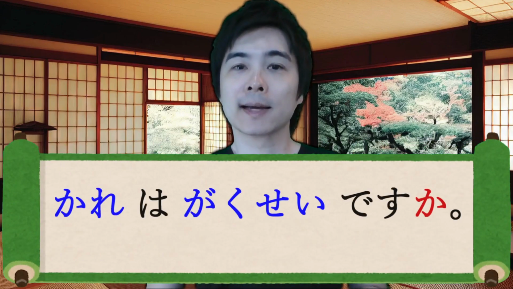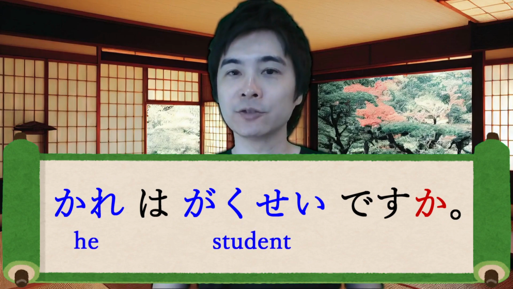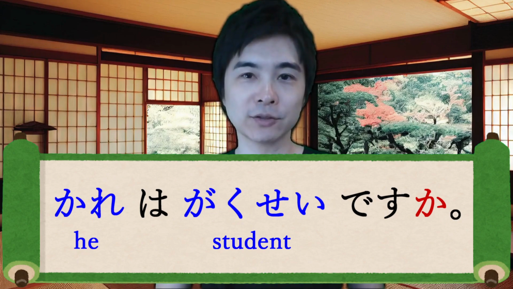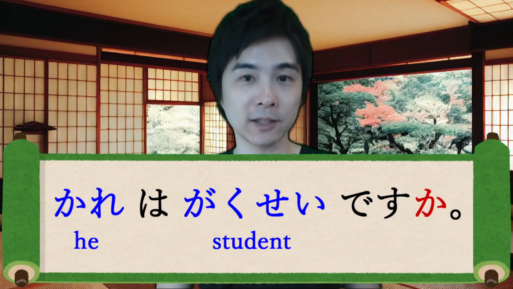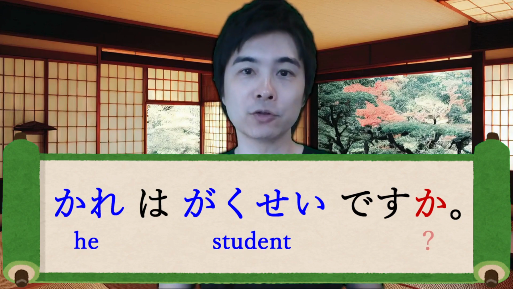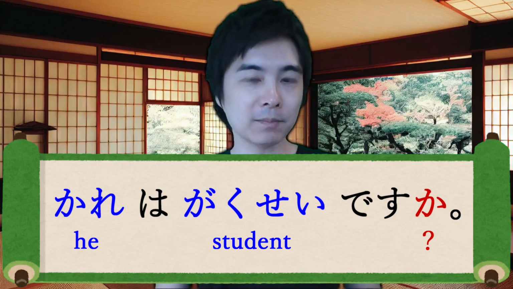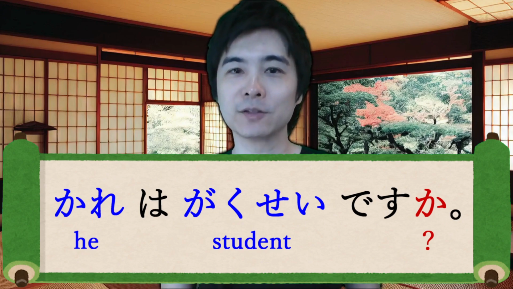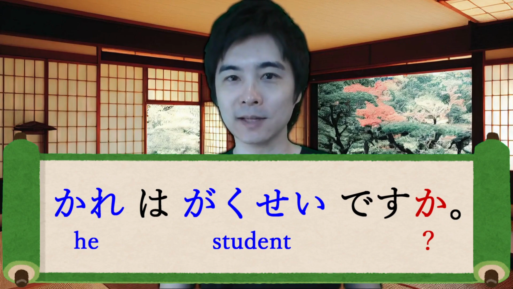For example, 彼は学生ですか means is he a student? 彼は学生です means he is a student. And since the question marking particle ka is at the end of the sentence, this sentence is a question. So, 彼は学生ですか means is he a student? This is very basic Japanese, so I think you already know this. But the next one is a bit complex. Let's check it out.